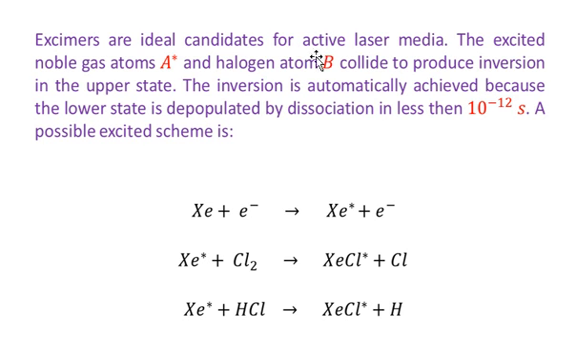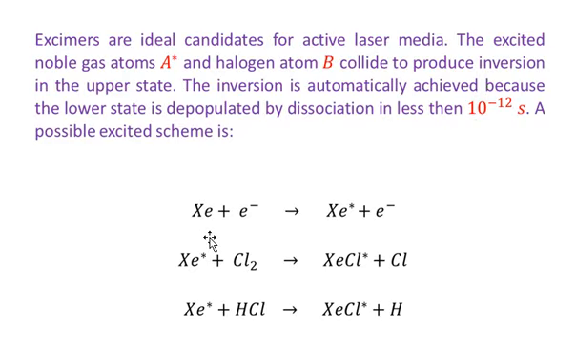Excimers are ideal candidates for active laser media. The excited noble gas atom A star and the halogen atom B collide to produce inversion in the upper state. The inversion is automatically achieved because the lower state is depopulated by dissociation in less than 10 to the power minus 12 second. That is, the lower repulsive state has a very short lifetime. A possible excitation scheme is shown over here.